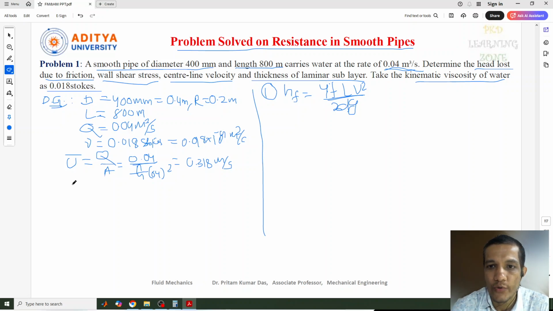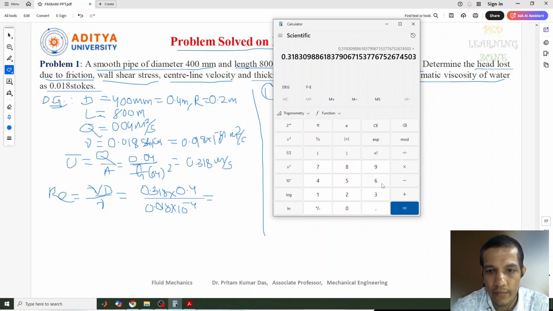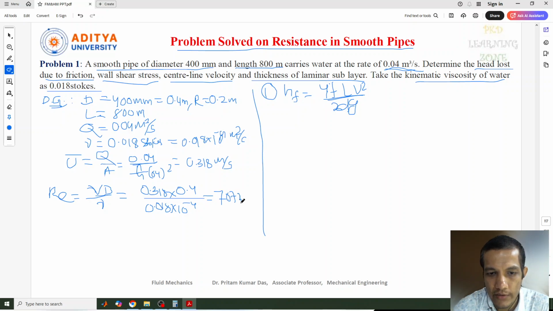To find out the friction factor, first we need to identify whether the flow is turbulent or laminar. For that, we know that Reynolds number Re equal to rho V d by mu or V d by nu. So V we have calculated just now, the average velocity need to be taken. So that is 0.318 into diameter 0.4, nu value is already there, that is 0.018 into 10 to the power minus 4. So this minus 4 we can take to the numerator side, so it will be plus 4. So remaining things we can do here. This 0.318 multiply 0.4, divided by 0.018, so 7.073 into 10 to the power 4. So this is the value of Reynolds number, which indicates that the flow is turbulent.